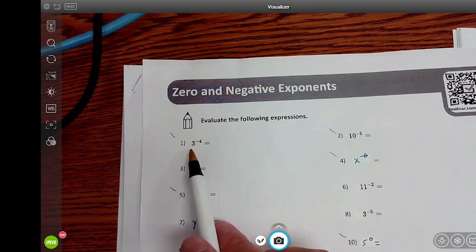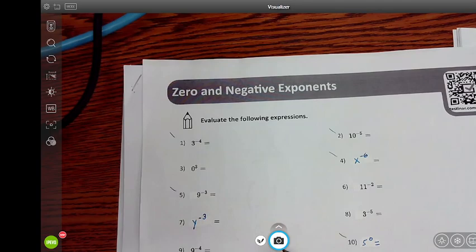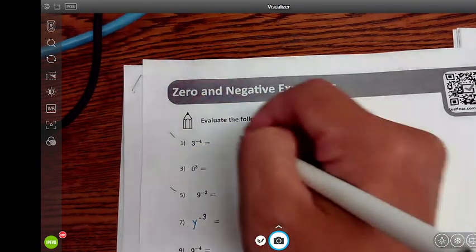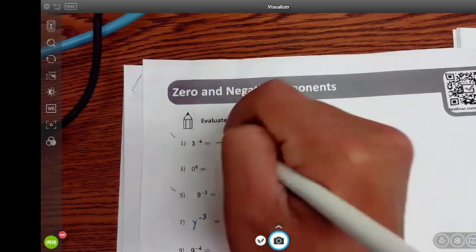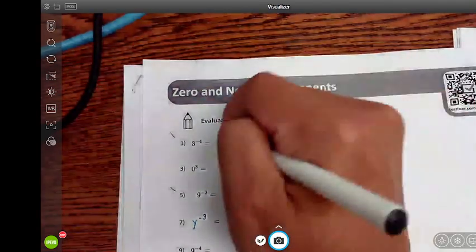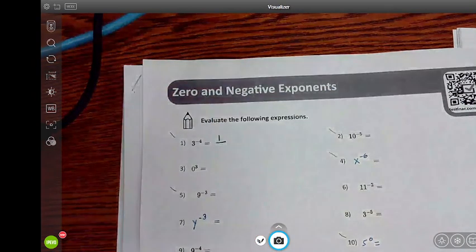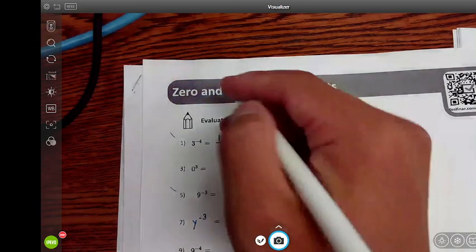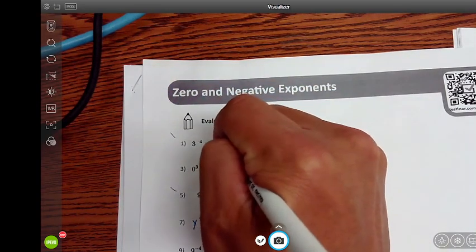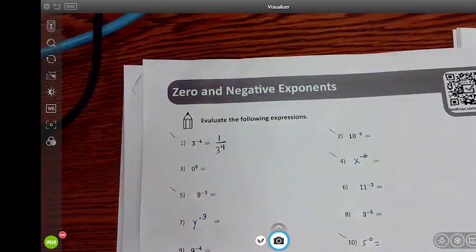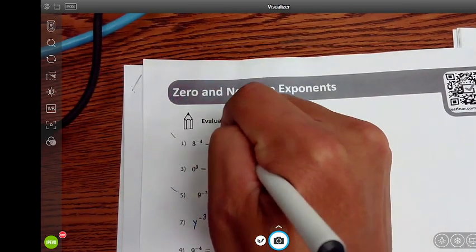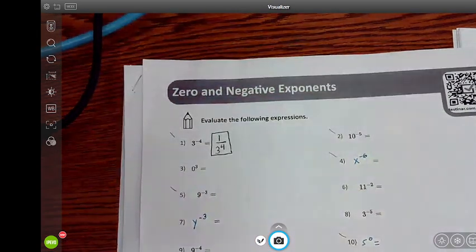Anytime we see a negative exponent, we're going to rewrite that as a fraction. A negative exponent is going to be a number less than 1, bigger than 0. We're going to rewrite it as a fraction. 1 is always going to go in the numerator. That 3 to the negative 4 is going to become 3 to the positive 4 in the denominator, and so 3 to the negative 4 is 1 over 3 to the positive 4.